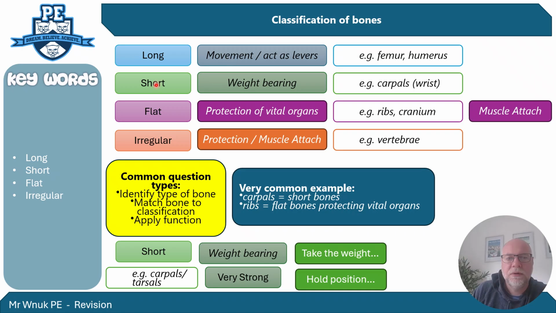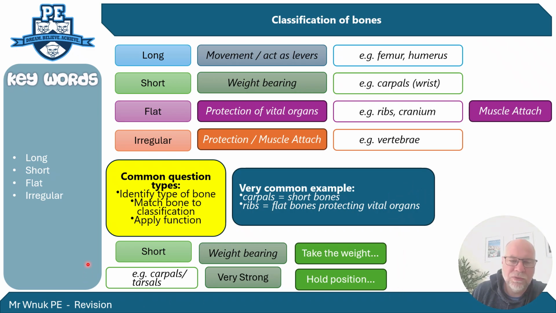And then irregular bones. There are two types of irregular bones: your vertebrae and your patella. They're there for protection as well, and for muscle attachment. Very rarely are you asked about irregular bones, so you don't want to spend too long revising these areas, but I would definitely say the short bones are probably the most common, and then the flat bones. The most commonly asked are your carpals and your ribs, which are probably your most regularly answered.